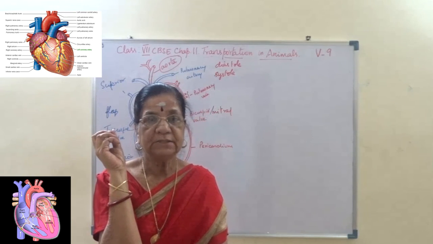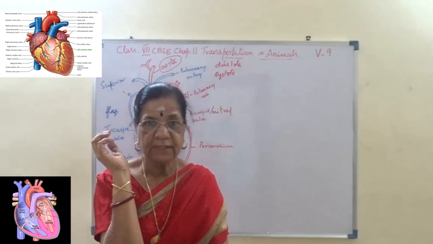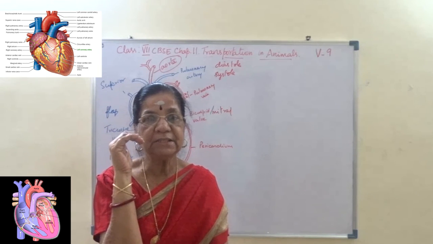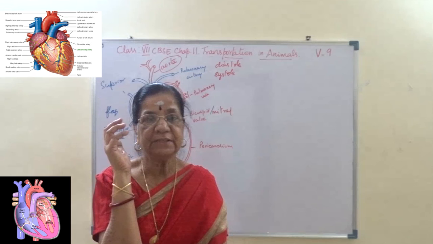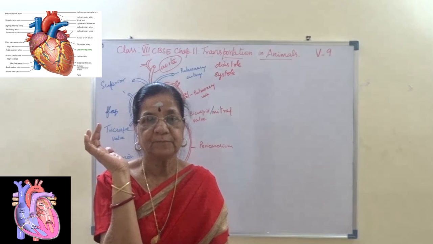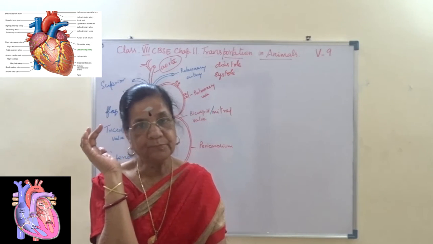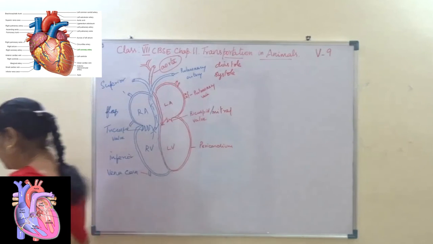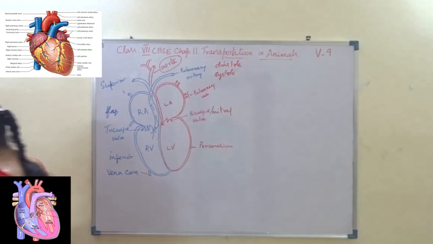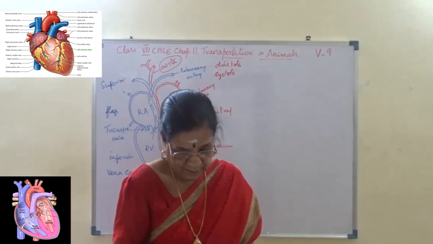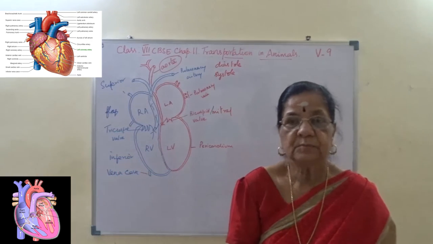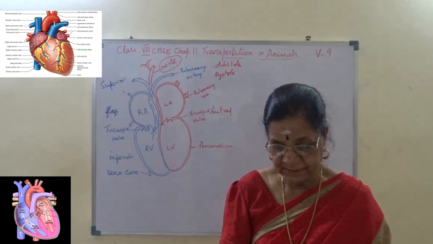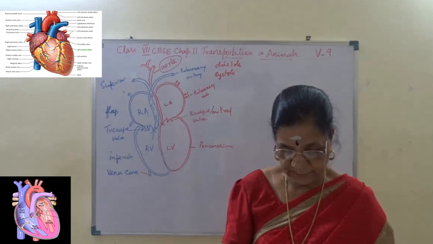Then the heart is formed of cardiac muscle, which is said to be myogenic, and it initiates the rhythmic activity of the heartbeat. I hope you understand. What is this rhythmic activity called? It is known as heartbeat. The rhythmic activity is called heartbeat.